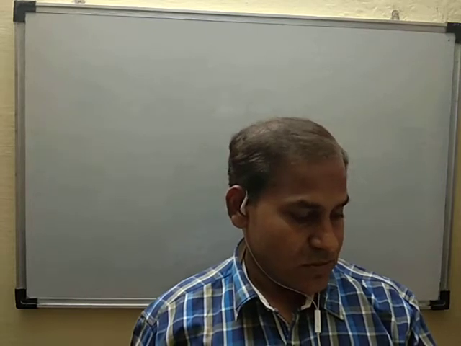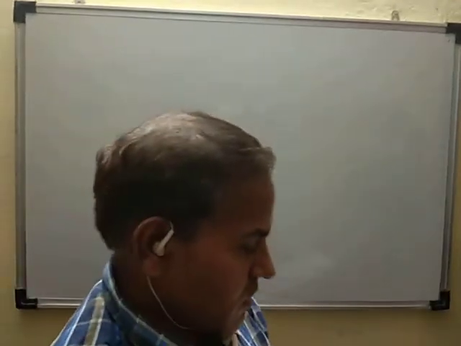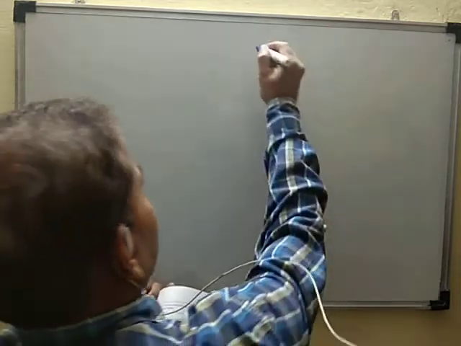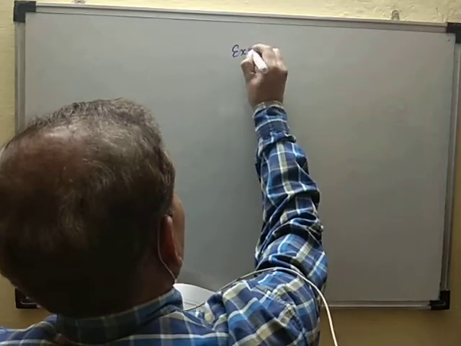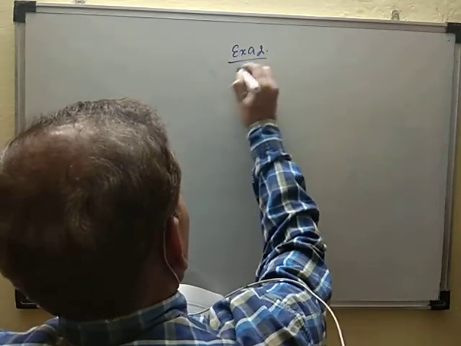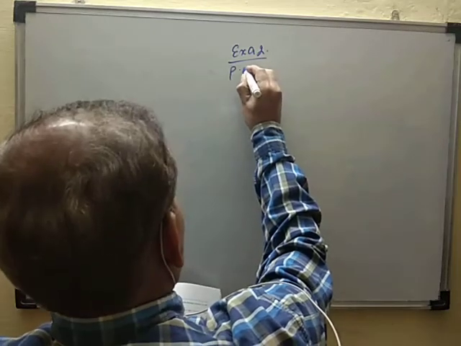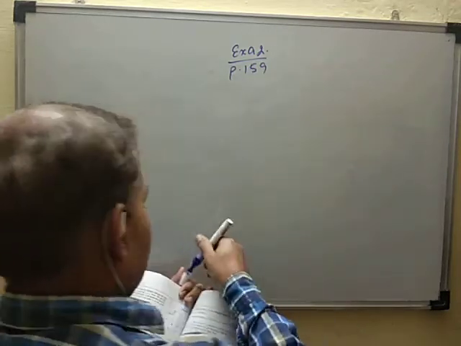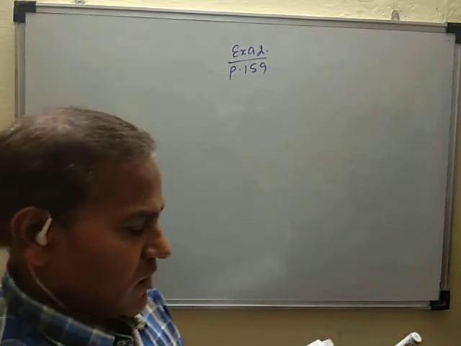Friends, in previous classes I think we completed example number 1. Now we start example number 2, coordinate geometry, example number 2, page number 159 NCERT.